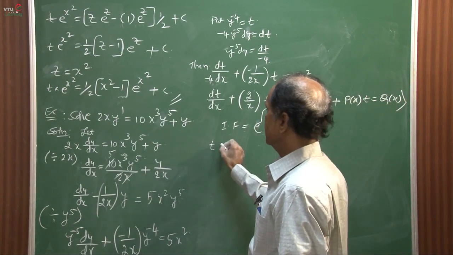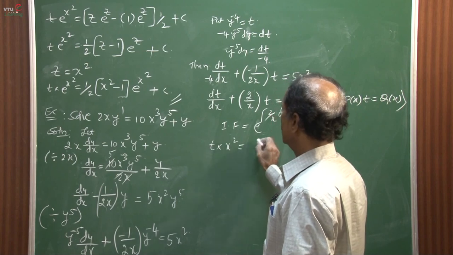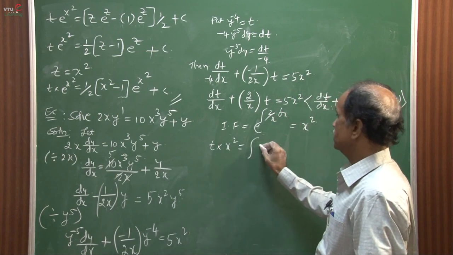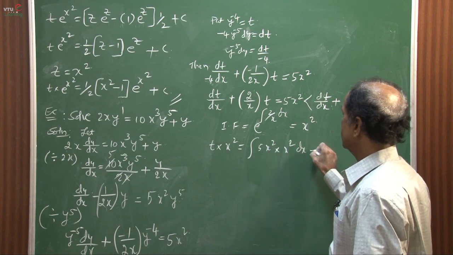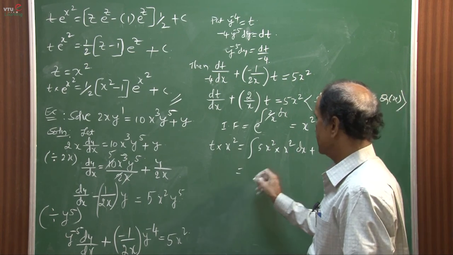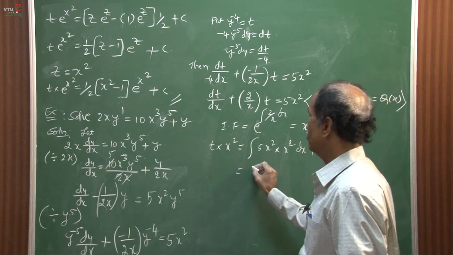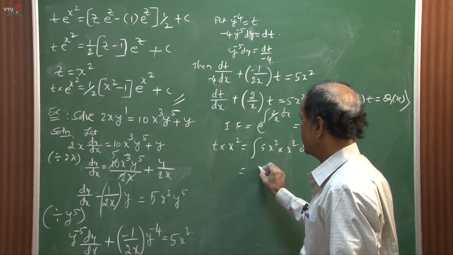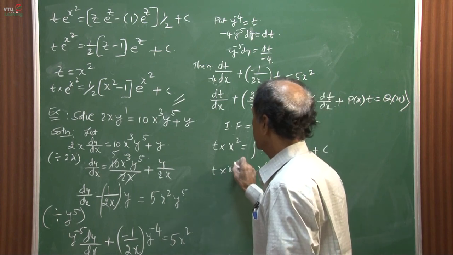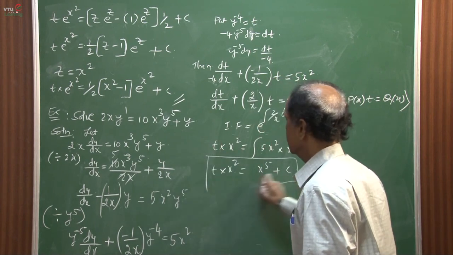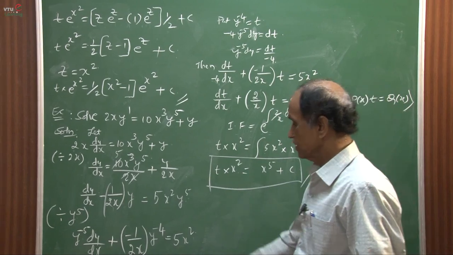Then t into x square is equal to the integration of 5 into x square into x to the power 2 dx plus constant. The answer is, x to the power of 4 means 5, 5 cancels, x to the power of 5 plus constant. That is t into x square. So, this is the final answer of the problem.